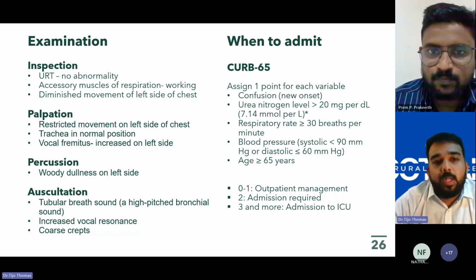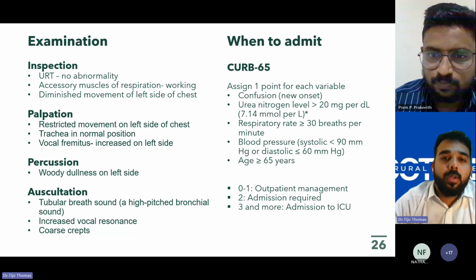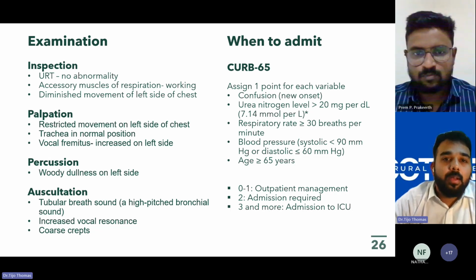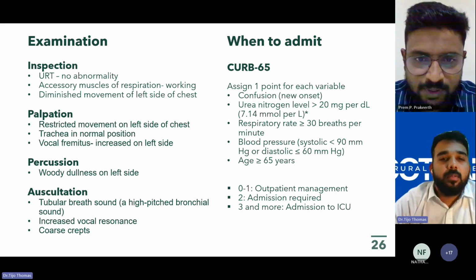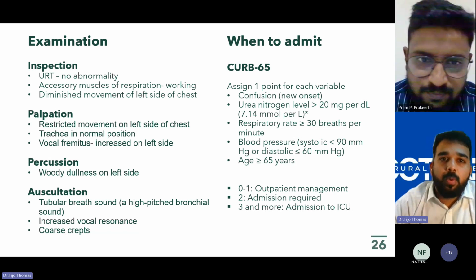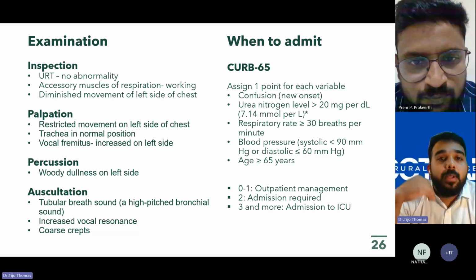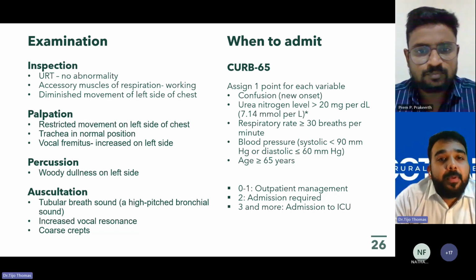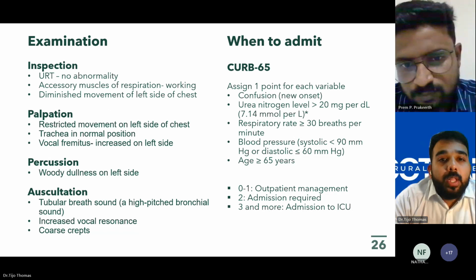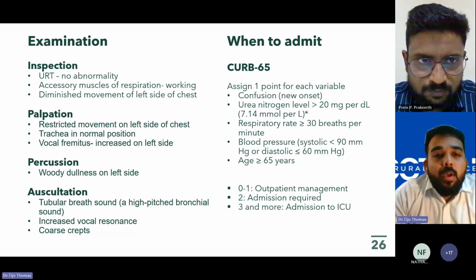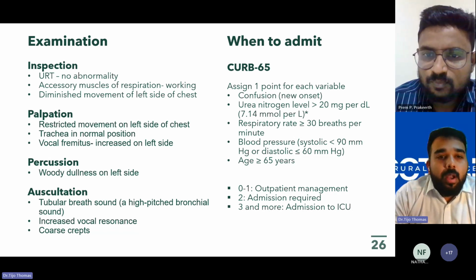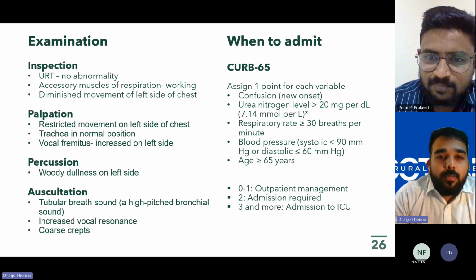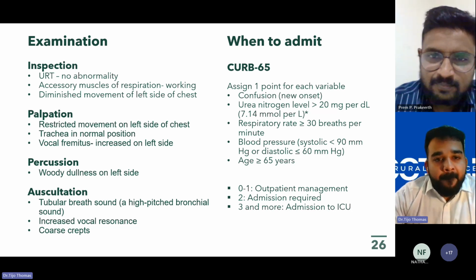So this is a score basically, and if the score is 3 or more, it will indicate admission to a critical care setup. A score of 2 will indicate admission is required, and 0 to 1 can be managed in an outpatient setup. A patient with new onset confusion, urea greater than 20 milligram per deciliter, respiratory rate more than 30 breaths per minute, systolic blood pressure less than 90, or age more than 65: all these score 1 point each. And if the total is 2 or more, it indicates the patient needs admission, and you will have to refer the patient if you don't have enough facilities in your center.